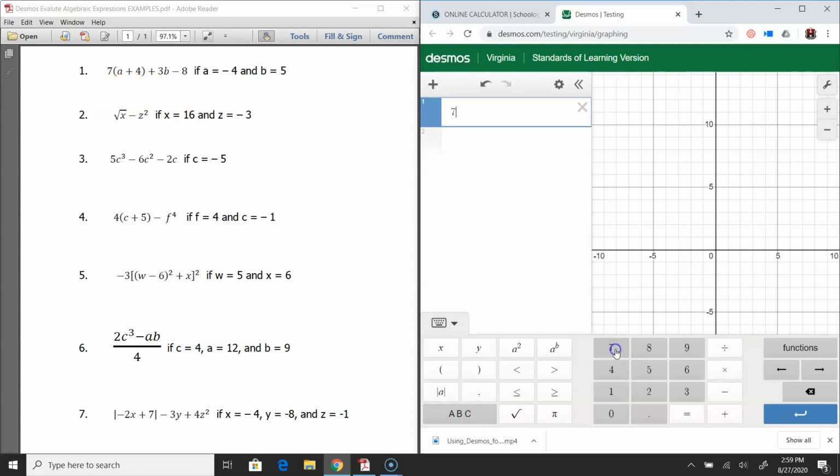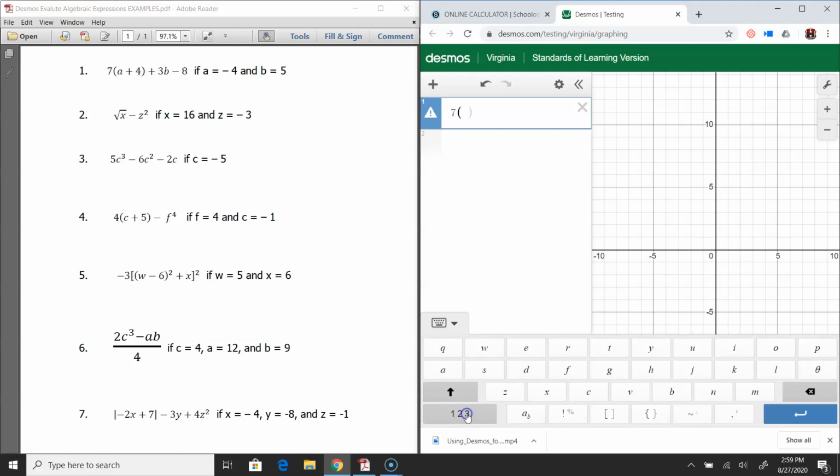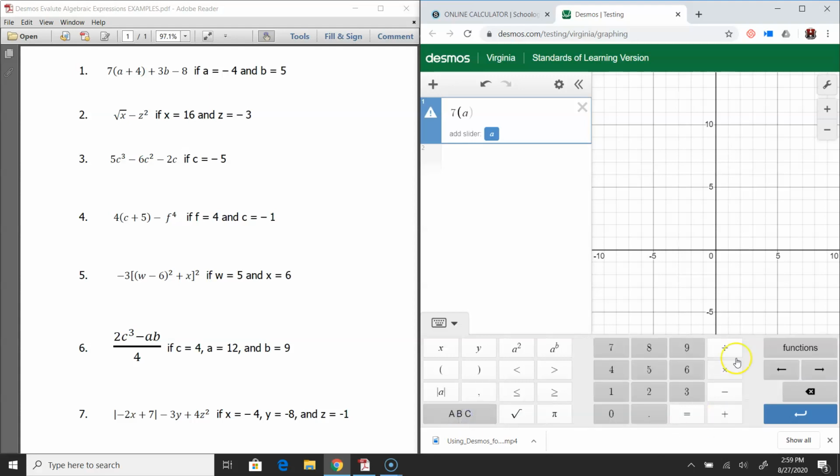So I'm going to type a 7, and then parentheses, and then I need A plus 4. So here's where I'm going to go to my ABC button and click that. There's my A. Or I can press the A that is on my computer keyboard. To go back, I can click the numbers, and that'll bring me back to the keypad that I have. Plus 4. Now I want to be out of parentheses. And then I want to do plus 3B.